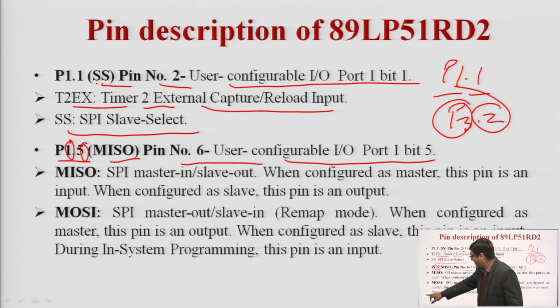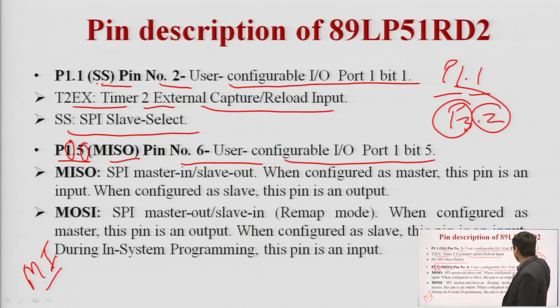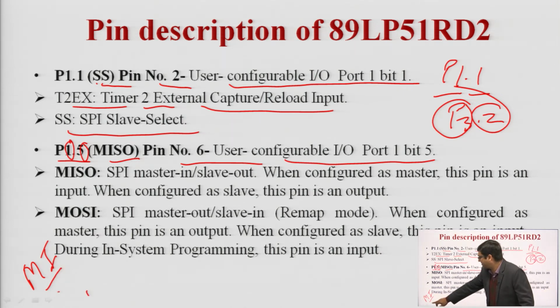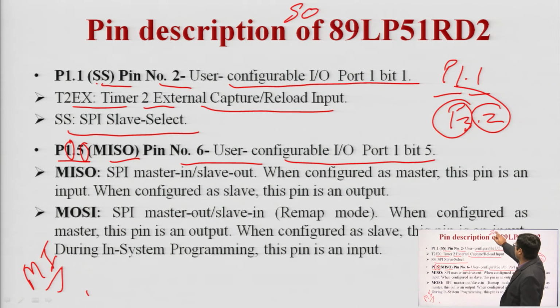What does MISO mean? Master in slave out. When configured as master, this pin works as an input, and slave out means that when configured as slave, it works as an output. So MISO means the master works as the input and the slave acts as the output. When configured as slave, this pin is an output.